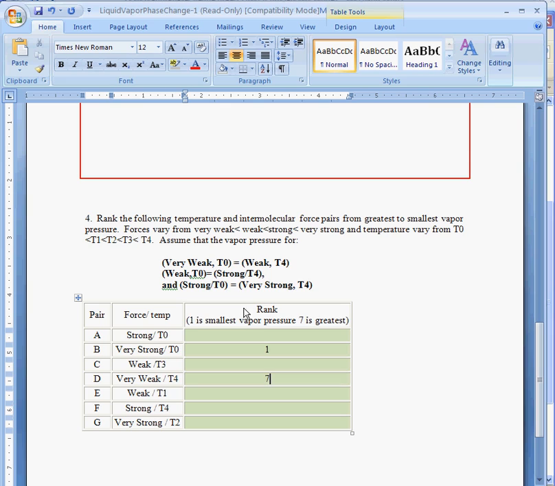We're looking for a rank order of how these things play out, from the smallest amount of vapor pressure, very strong cold, to the largest amount of vapor pressure, very weak warm.